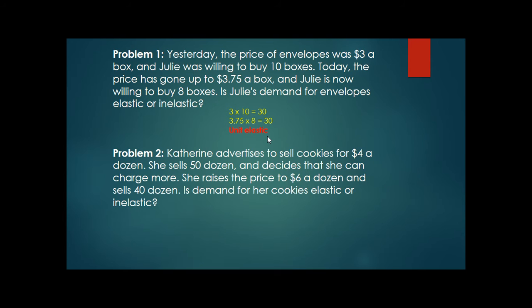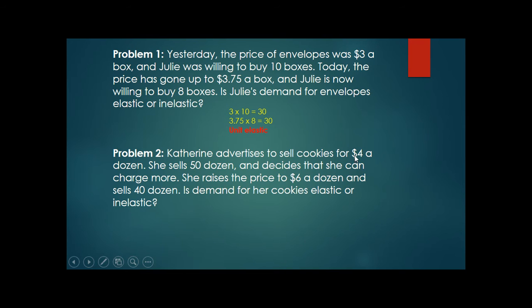Catherine advertises to sell cookies for $4 a dozen. She sells 50 dozen and decides that she can charge more. She raises that price to $6 a dozen and sells 40 dozen. Is demand for her cookies elastic or inelastic? Right. So we need to do the total revenue test. $4 a dozen times 50 dozen.